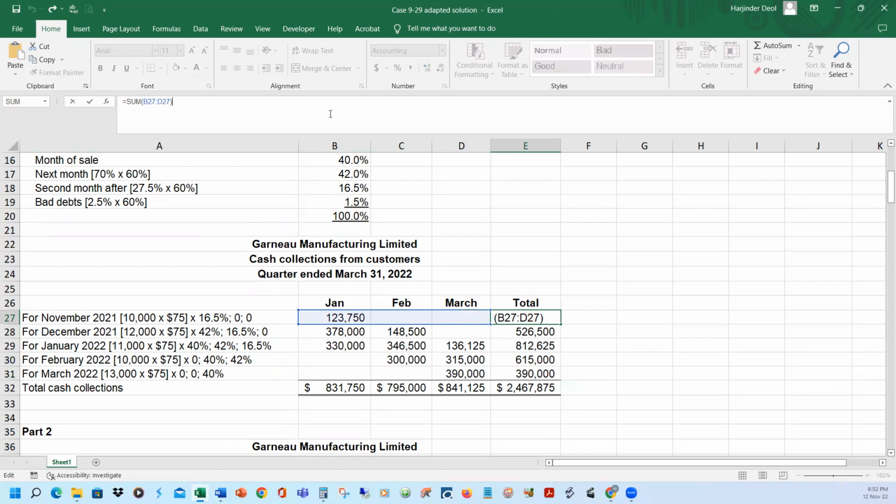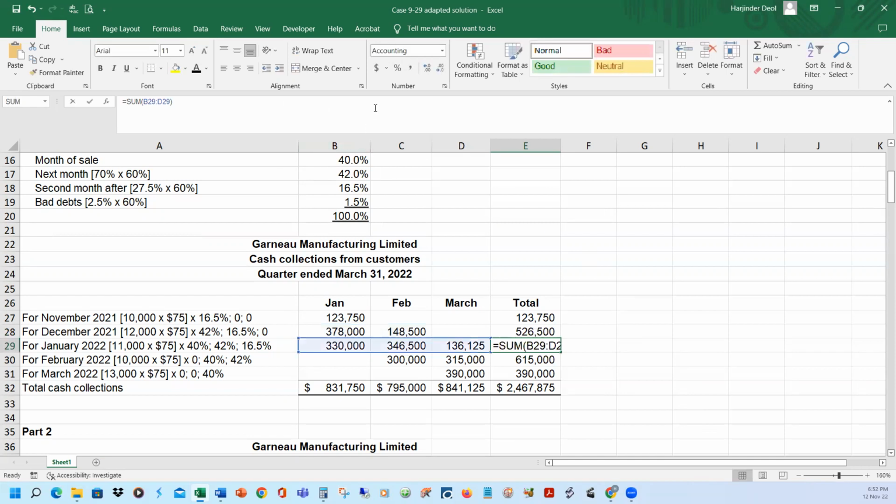So our collections that will take place during the first quarter will include 16.5% of November sales. They will include 42% and 16.5%. So that's a total of 58.5% of all sales that were made in December. We'll collect 100% of all sales that are made in January in the current quarter. We will collect 40 plus 42, 82% of sales that are to be made in February, and we shall collect 40% of the sales to be made in March. And the sum is 2,467,875.